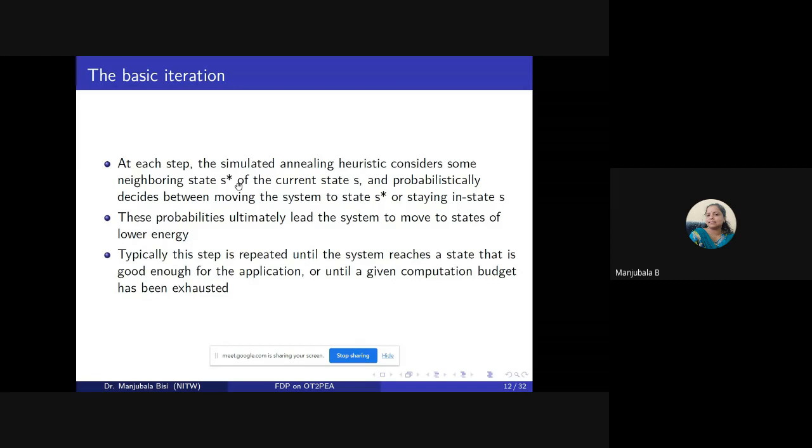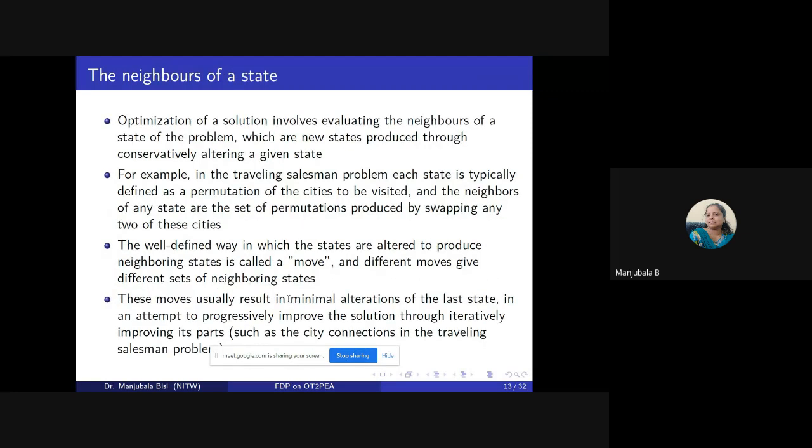If you are rejecting the neighboring solution S star, that means you are staying in this same solution S, right? So how to find out this solution? This probability will lead the system to move to states of lower energy, because you are decreasing the temperature. You are reducing the control parameter T value by following the annealing schedule. Typically, you have to repeat this step until the system reaches a state that is good enough for the application, or until a given computational budget has been exhausted. That is the termination criteria you have to fix for your problem.